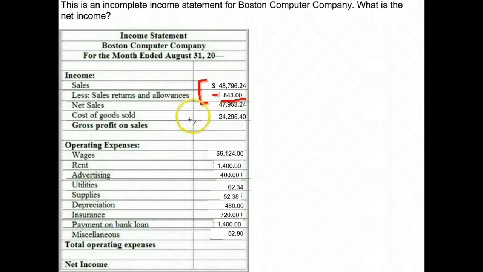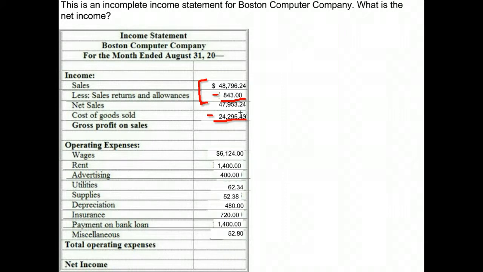All right, next we have the cost of goods sold. So they found the net sales for us. Then they gave us the cost of goods sold. We're going to have to find the gross profit. Okay, so the gross profit again is your net sales minus the cost of the goods that you sold. So we're going to go ahead and do that step.